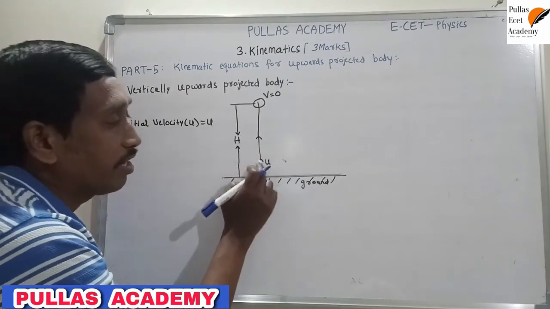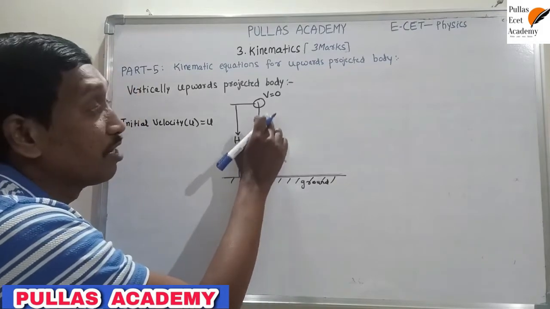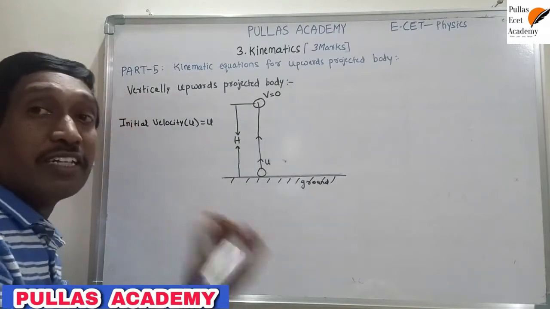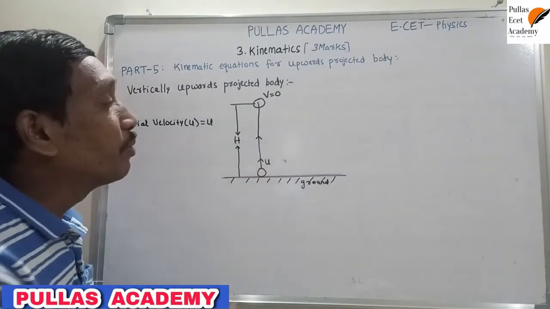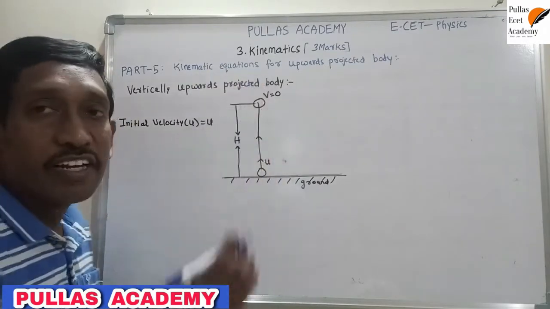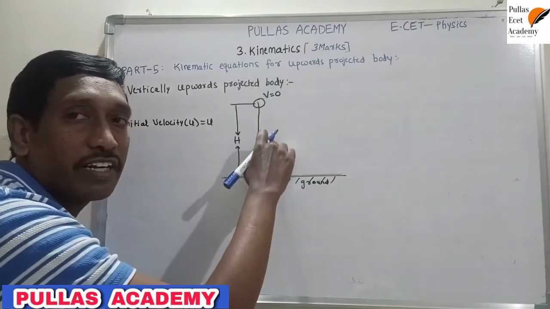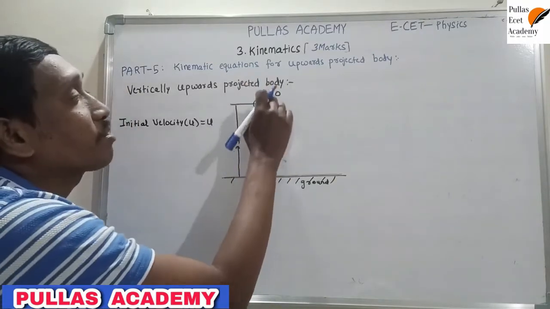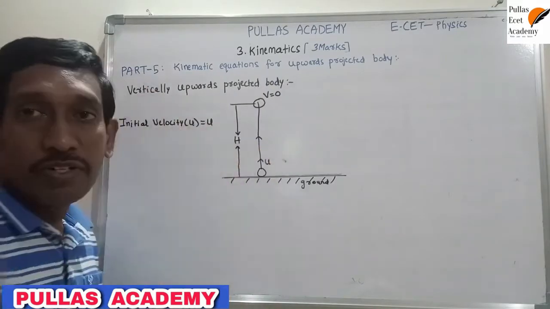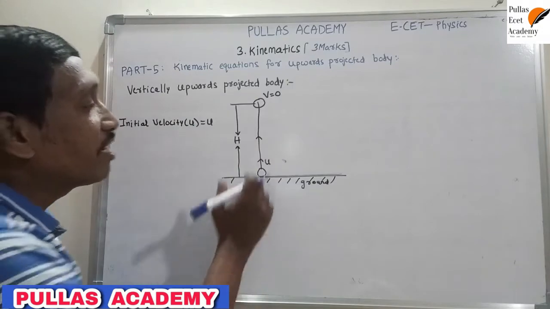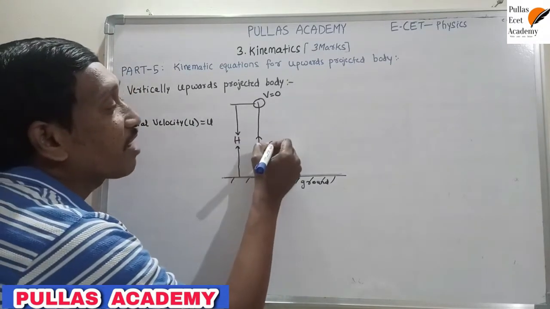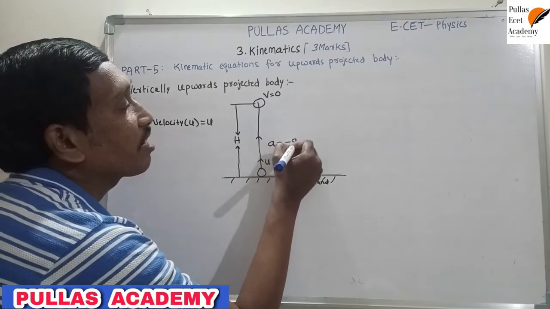Here we applied some external force upwards, but the gravitational force is acting downwards, so a resultant force acts on the body. Due to the resultant force, the velocity decreases, because one force is acting downwards and one upwards. We have to understand that this is uniform acceleration under the influence of gravitational force, so its acceleration we have to consider as minus g.